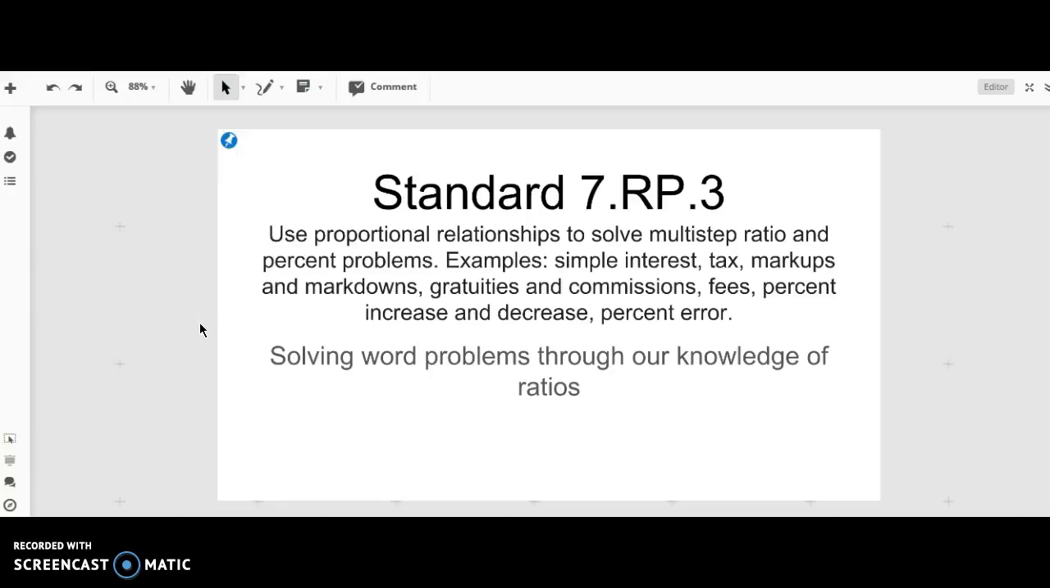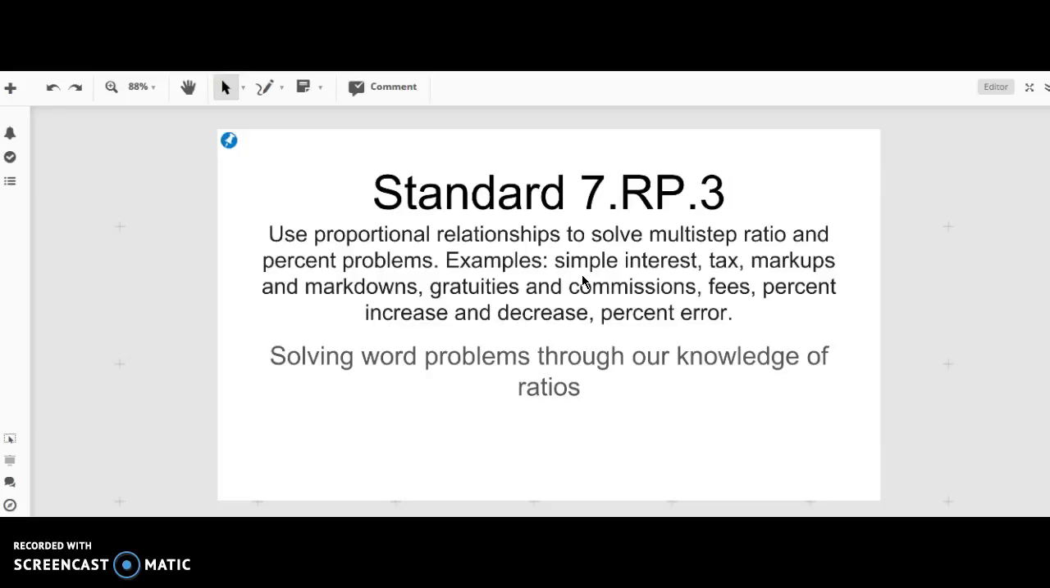We're talking about standard 7.RP3, that's ratios and percentages, and basically it is using proportional relationships to solve multi-step ratio and percent problems. So we know that proportional relationships are equivalent proportions. They have a constant, they have a straight graph, they have a unit rate, they have that constant of proportion, all that stuff. The types of proportional problems we're going to have are simple interest, tax, markups, markdowns, gratuities, commissions, fees, percent increase, percent decrease, percent error, etc.